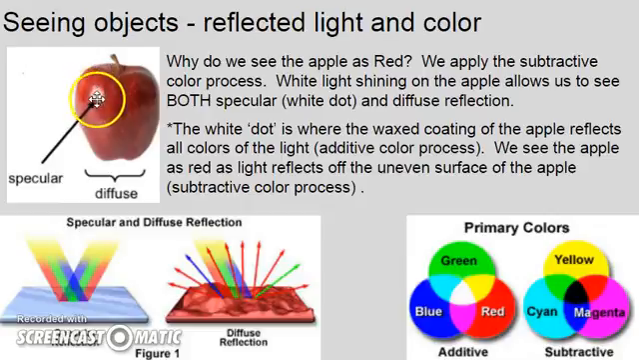All of the light that's shining on the apple itself, that's light. We combine those together and we get white. But we see the apple as red as light reflects off the uneven surface of the apple, and that's a subtractive color process. So here's a further illustration. White light coming in, white light reflecting off. Boom. There's your kind of a mirror of sorts. Diffuse, we see it as red because only the red is reflected, while its complement is absorbed. In this case, we're talking about the blues and greens being absorbed.